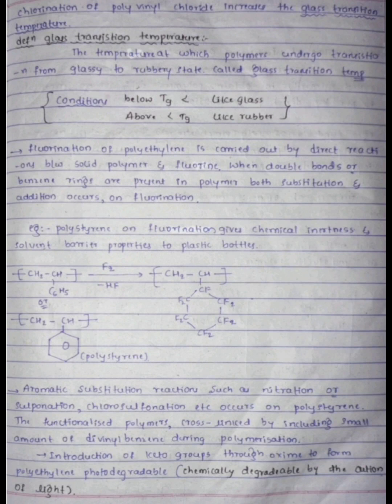Next point, aromatic substitution reactions such as nitration, sulfonation, chlorosulfonation, etc. occur in polystyrene. The functionalized polymers are cross-linked by including a small amount of divinyl benzene during polymerization. Introduction of keto groups through oxime to form polyethylene.